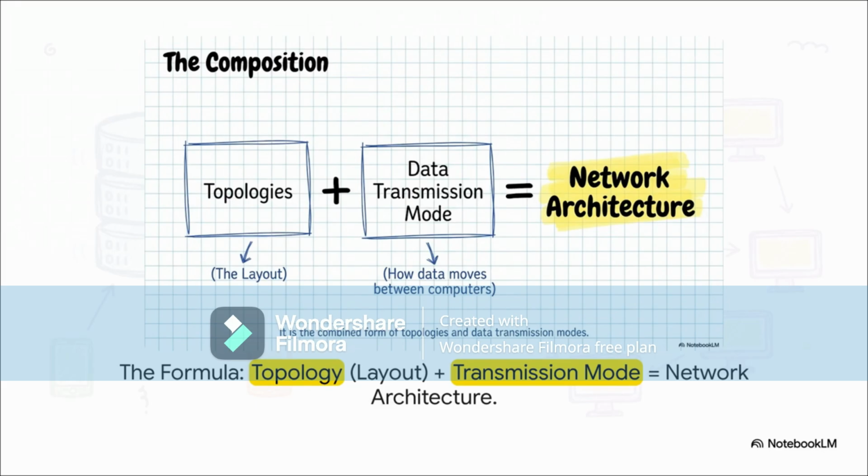And that's it. It's actually a super simple formula when you think about it. You take the layout, which is the topology, and you add how the data moves, the transmission mode, and boom, that gives you the network architecture. Seriously, if you remember anything, remember this little equation. It's the key to the whole topic.